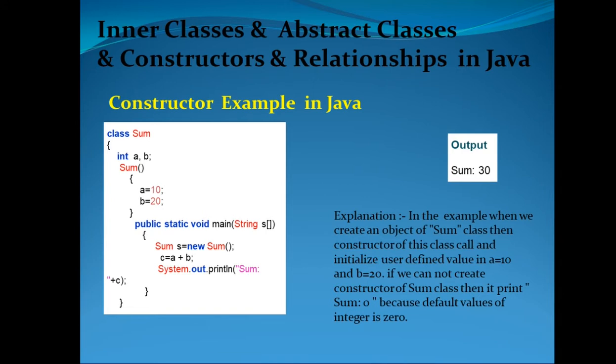The explanation in the example: when we create an object of the Sum class, the constructor of this class is called and initializes user-defined values in a equals 10 and b equals 20. That's how the constructor works. If we do not create a constructor in the Sum class, then it prints sum equals 0 because the default value of an integer is also 0. Please note this. This is a very important use of constructor.